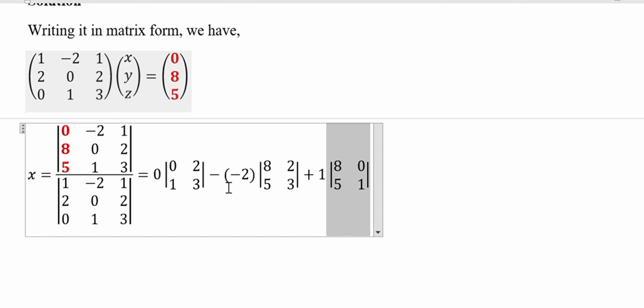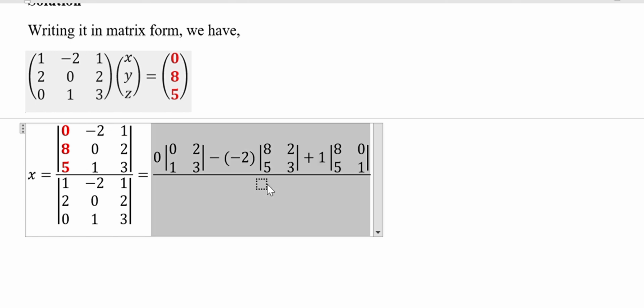Here we reversed the sign. Here we did not change the sign. So that's the rule. Now divide all that by, we do the same on this denominator side. Take the first row, the elements in the first row, you use them as scalars as we have done here, and then you will cancel the row and column on which they are, get a minor matrix.